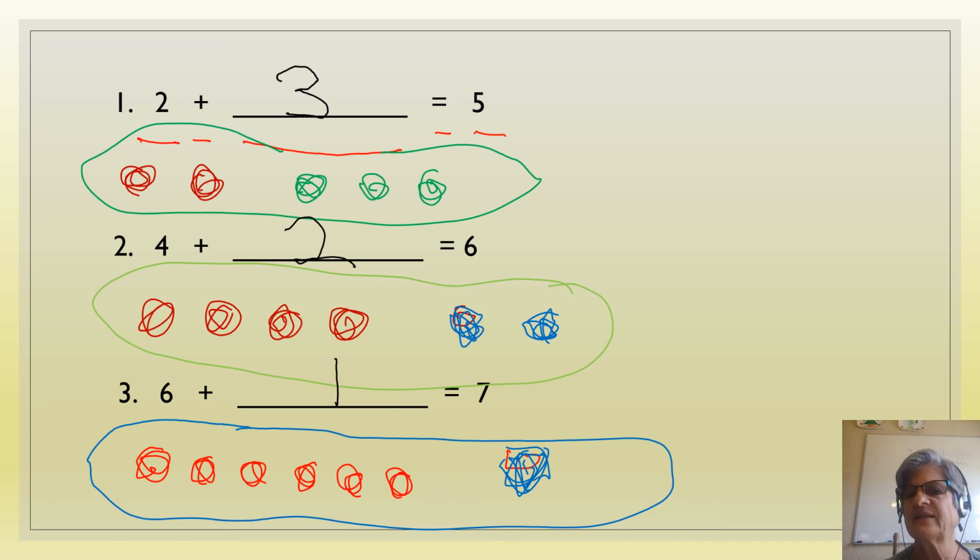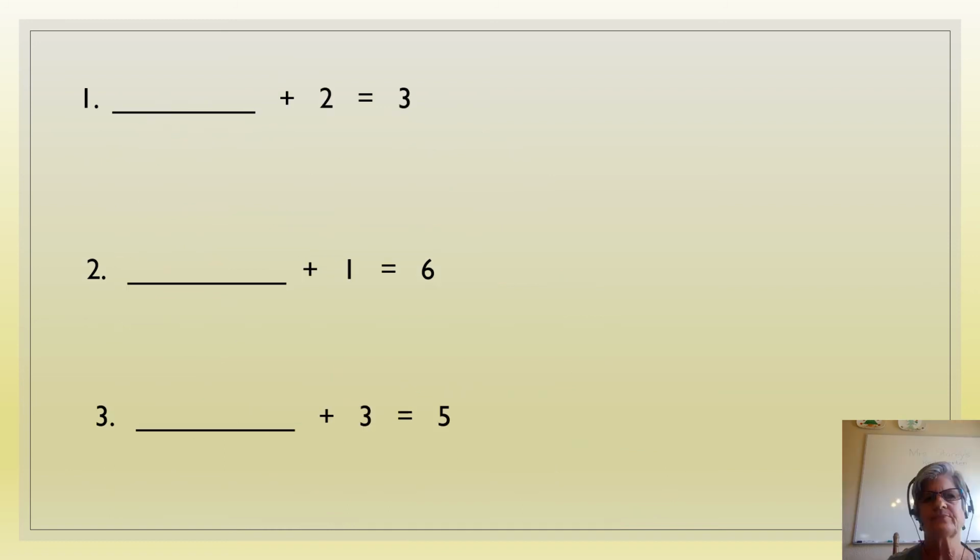Now let's go to the last page. Hello, this is our last slide. We have a blank plus 2 equals 3. We have 2. We have to figure out how many more fingers we have to put up to make 3. But instead of using our fingers, we're going to draw circles.